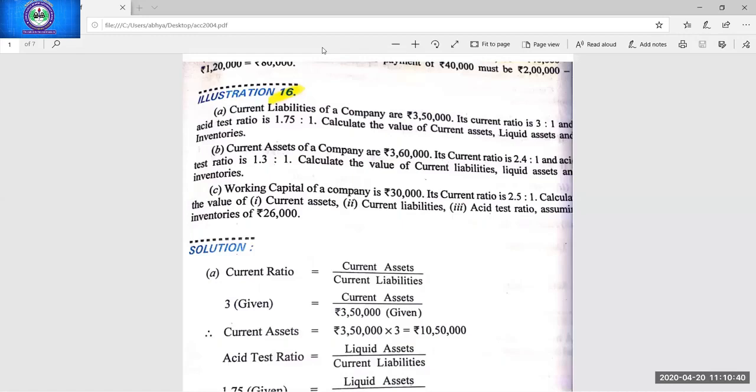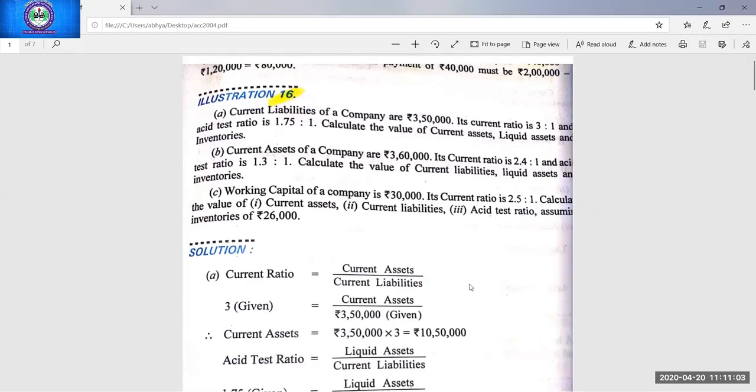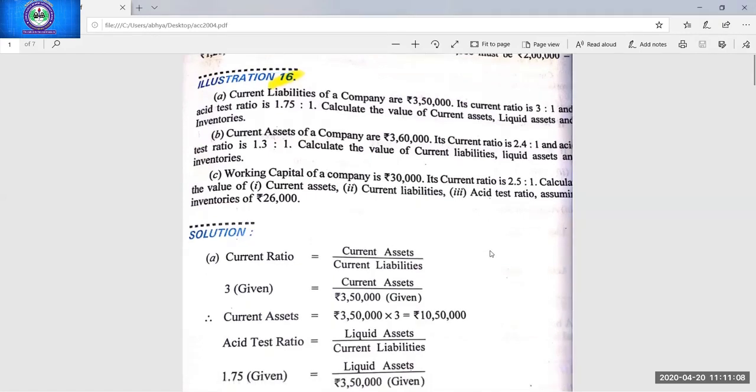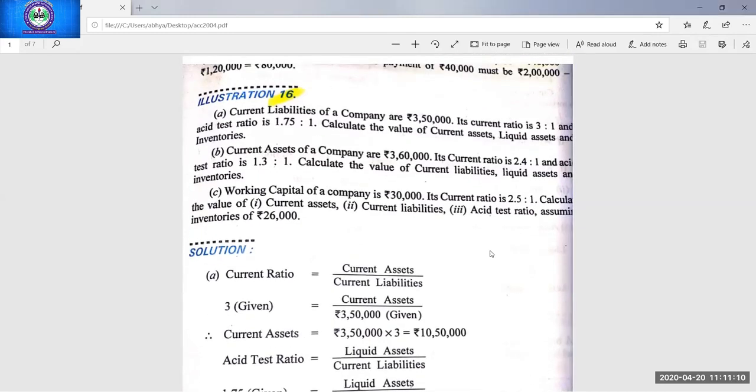We were doing 12th class, chapter 4, part 3, ratio analysis. Till now, we have done current ratio and liquid ratio. In liquid ratio, yesterday I had given you 2-3 questions. Today, first, we will be discussing those questions and we'll be doing some more questions for practice on liquid ratio. Then we will be doing one another ratio.